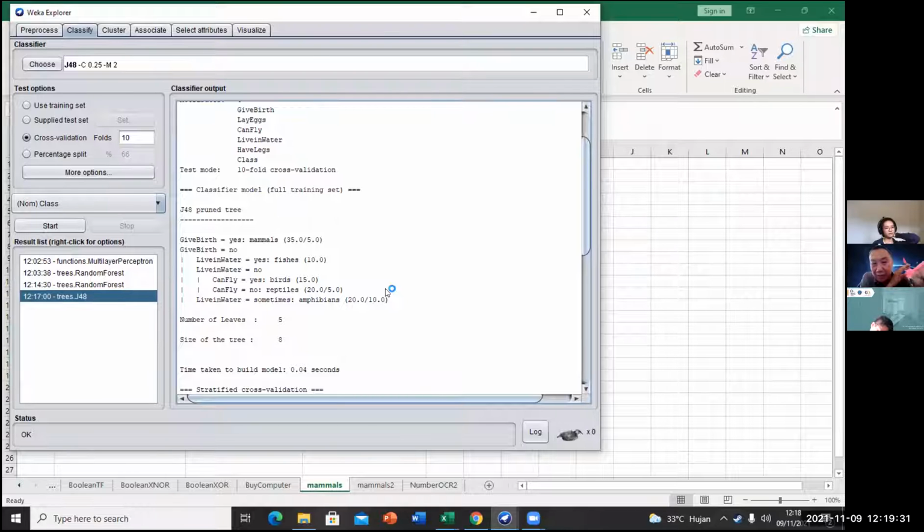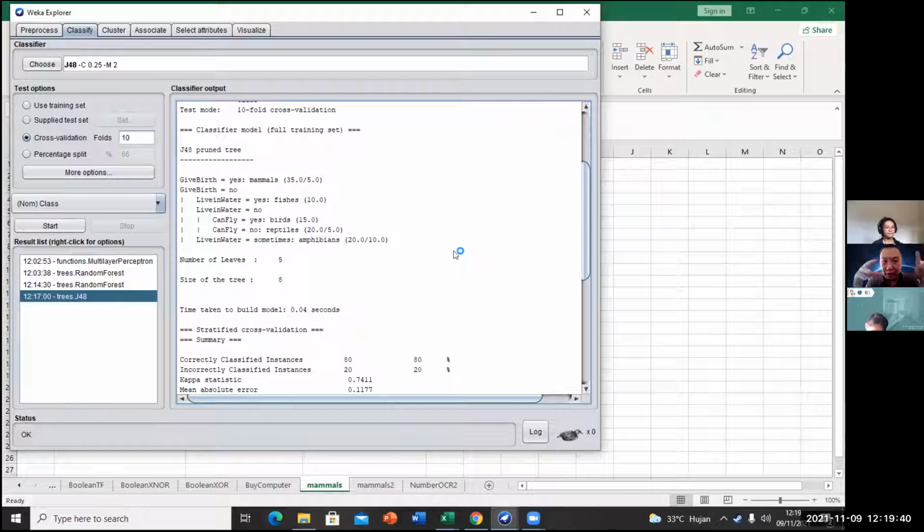So you get the meaning of decision tree here, the rules. It creates a rule for you so that you can ask questions to your customers. That sequence of questions is the one that is created here. So cool, isn't it?